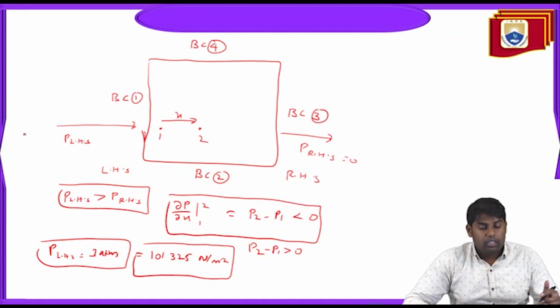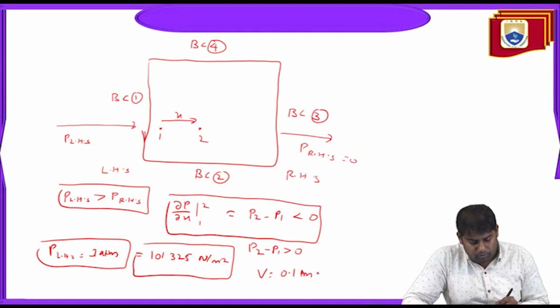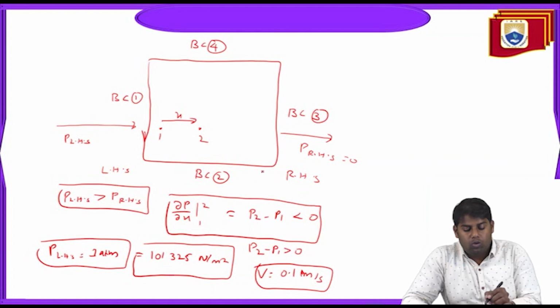So we gave the values for P1. Similarly, we will give the velocity value also. Let us consider it as 0.1 meter per second at LHS. There is no flow velocity at RHS, so initially we'll give it as 0. Okay, so you take BC2 as wall.